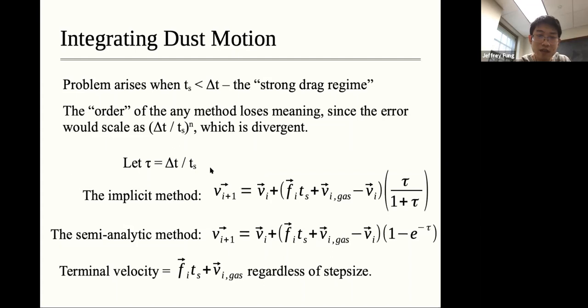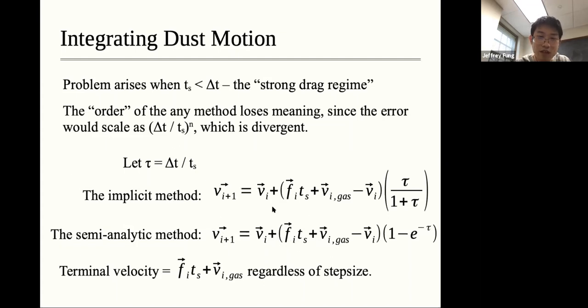There are two most common ways of dealing with this. One is the implicit method, which is just the generic implicit method applied to this problem. You're going to end up advancing your speed in time step in a way that looks like this, where tau here is just the time step divided by stopping time. Or a slightly better way is the semi-analytic method. What's special about this is that it is actually the exact analytic solution if the gas speed, the stopping time and the external forces are all constant in time.